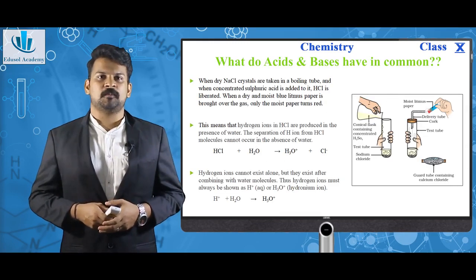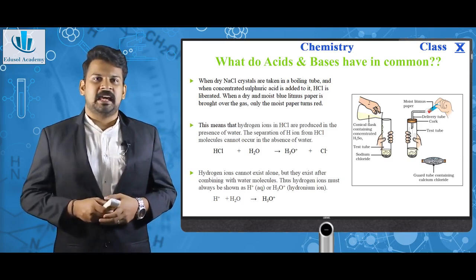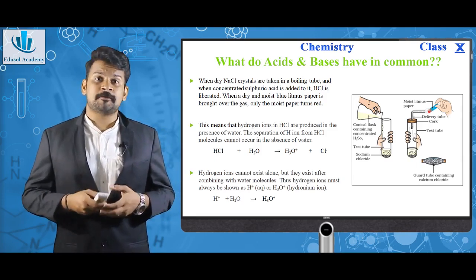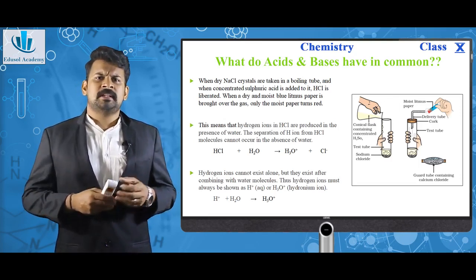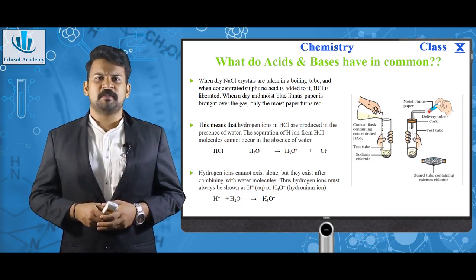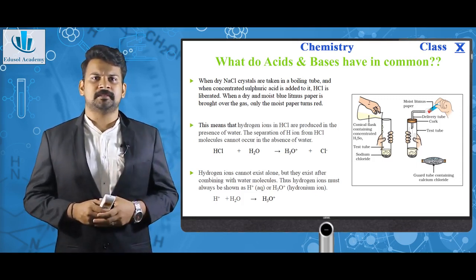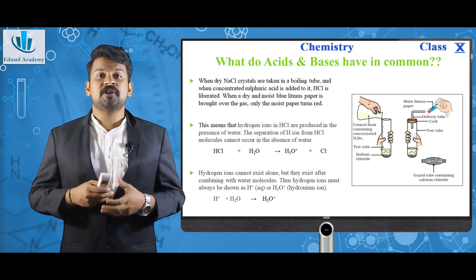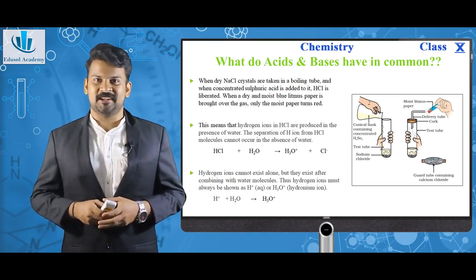This can be very well explained with another example. Just view this picture. When NaCl crystals, sodium chloride crystals, are taken in a boiling tube, and concentrated sulfuric acid is added to it, HCl gas is liberated. Let's take two different types of litmus papers, a dry and a moist blue litmus paper. First I am bringing a dry litmus paper here, but no color change occurs. But when I bring a moist blue litmus paper over the liberated HCl gas, the blue litmus paper turns red.